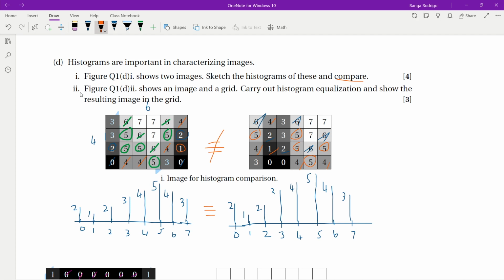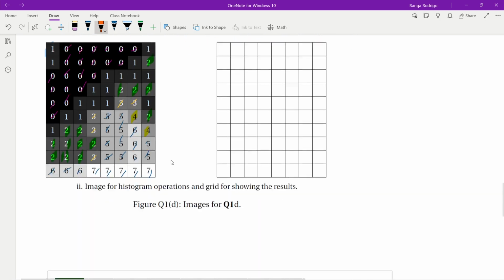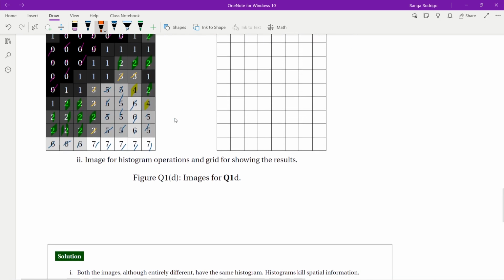Okay. The next question, figure Q1D2 shows an image and a grid. Carry out histogram equalization and show the resulting image in the grid. So to do histogram equalization, we must first get the histogram values written. So quickly do the histogram.